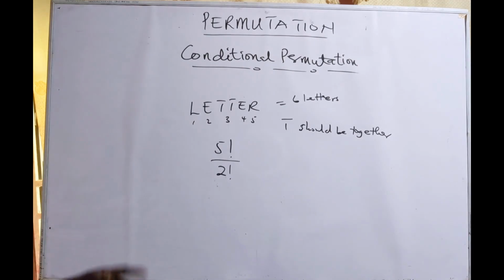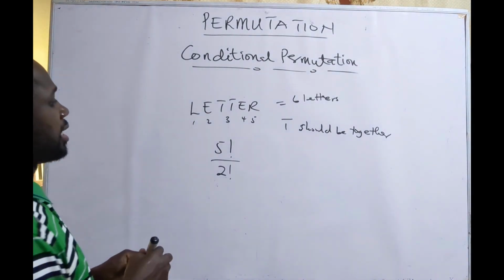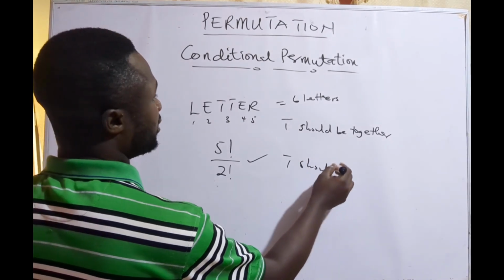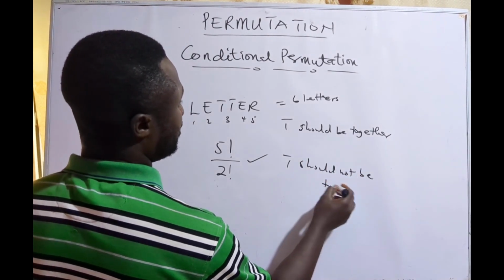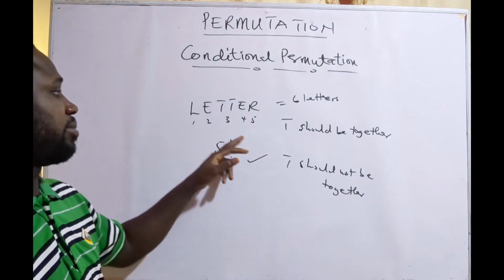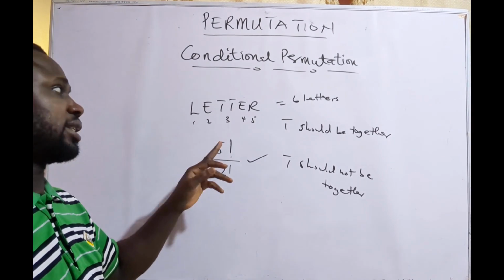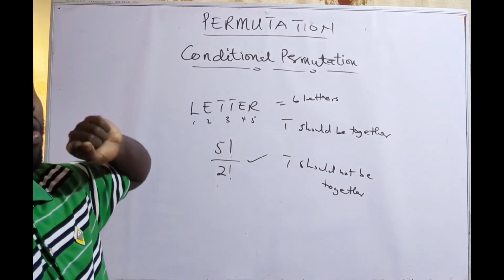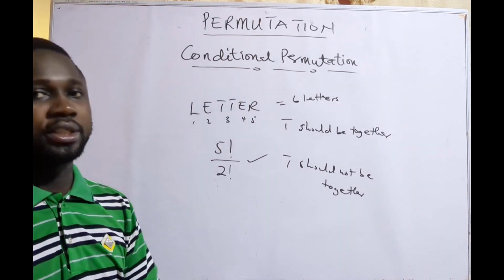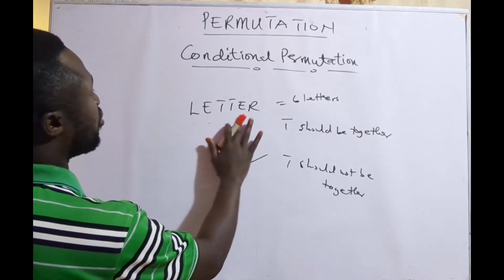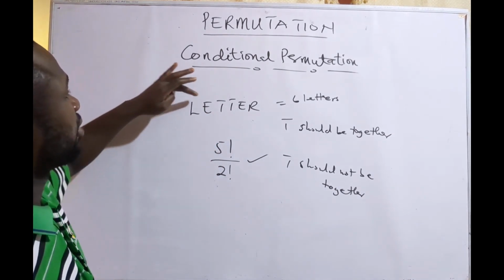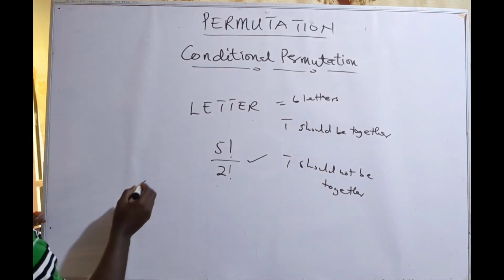So in the same question, they can even say, let's say, T should not be together. If T should not be together, then you find the arrangement that T should be together, which is this, and subtract it from the arrangement where we are taking all at a time, the entire arrangement without any condition. How many letters? 1, 2, 3, 4, 5, 6. So that will give me 6 factorial.